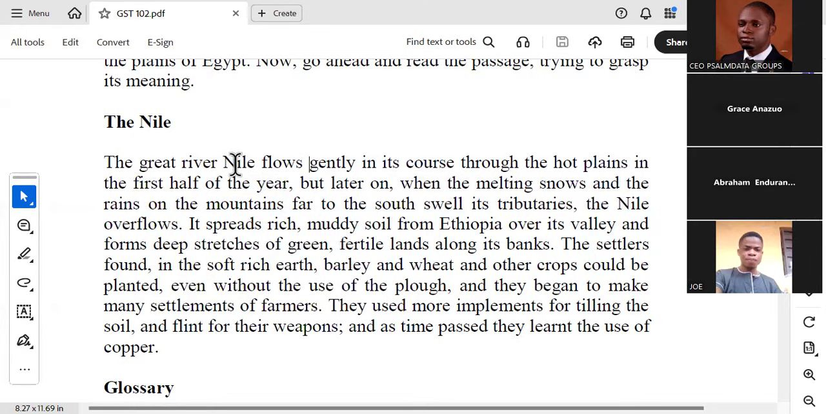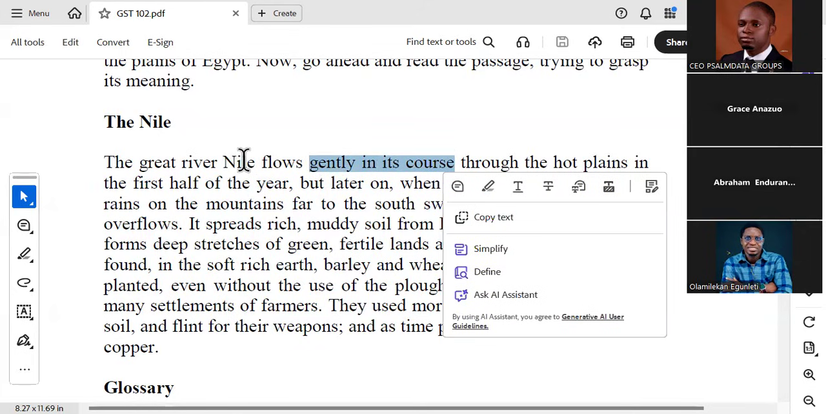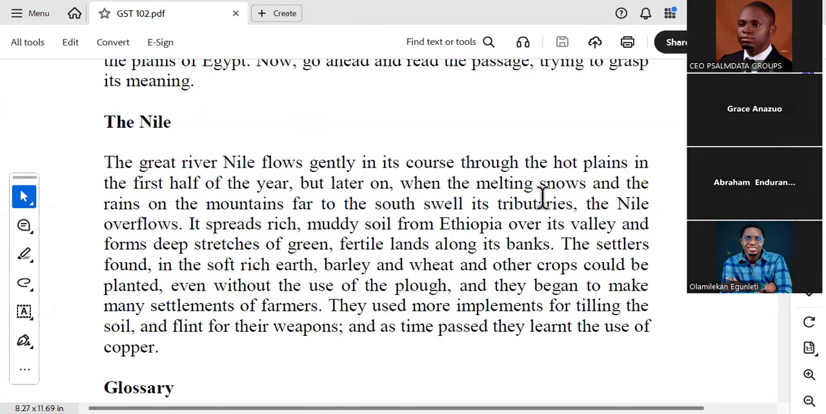So we now have: River Nile flows in its course through the hot plains in the first half of the year. You can remove "gently" in the course. River Nile flows in its course, through the hot plains in the first half of the year. Fine, that makes sense. Yes, sir.